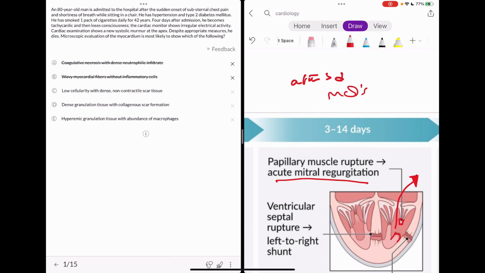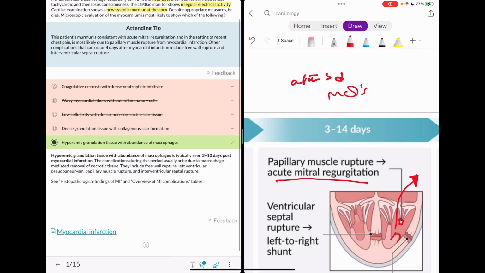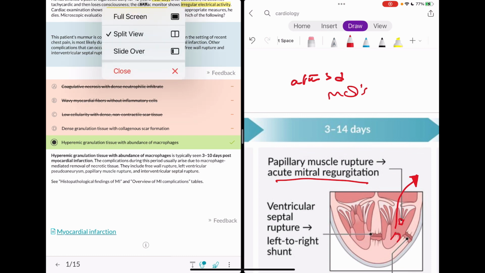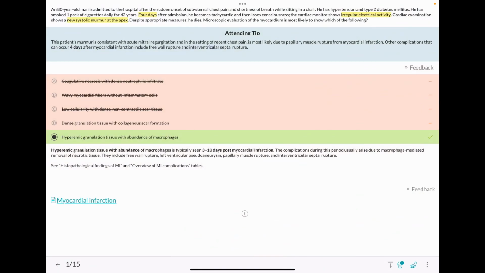C shows low cellularity with dense non-contractile scar tissue. Collagen still hasn't had the time to form, guys, so it's not C. Dense granulation tissue or hyperemic granulation tissue? I would say that 4 days later we still have macrophages, so it's hyperemic granulation tissue. Yes, that's the correct answer. And so this is essentially general pathology. You just need to know what happens during the phases of inflammation, 3 days or within a week and stuff like that. 3 to 10 days post-infarction, we still have macrophages, guys. And this patient had a papillary muscle rupture resulting in acute mitral regurgitation, right?